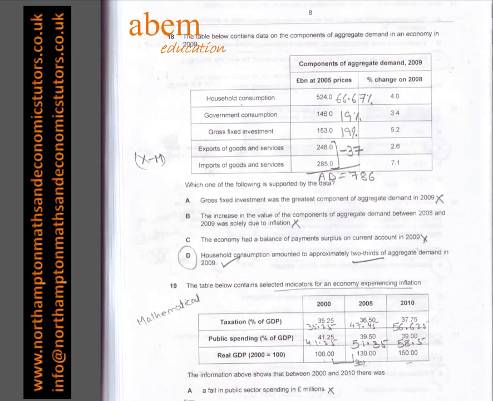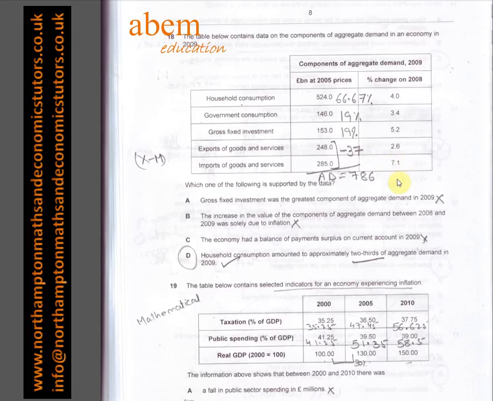In question number 18, the table below contains data of the components of aggregate demand in an economy in 2009. Which one of the following is supported by the data? What I have done is mathematical calculations. So we know household consumption is your C, plus G plus I plus exports minus imports. And if you look over here, I've added them all up together and it comes out to 786. To calculate the percentage, 524 divided by 786 times 100 will give you 66.67%. In the same way I have calculated for G, in the same way for I, and then we know exports minus imports is negative.